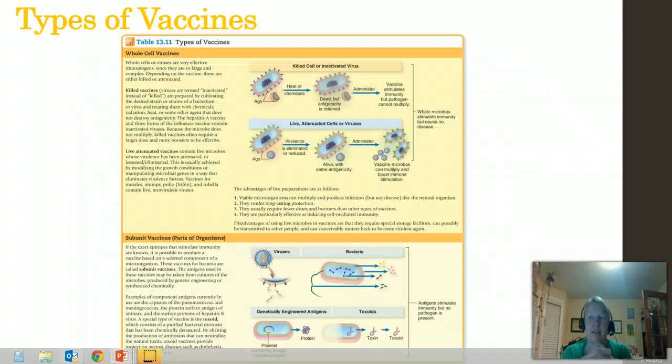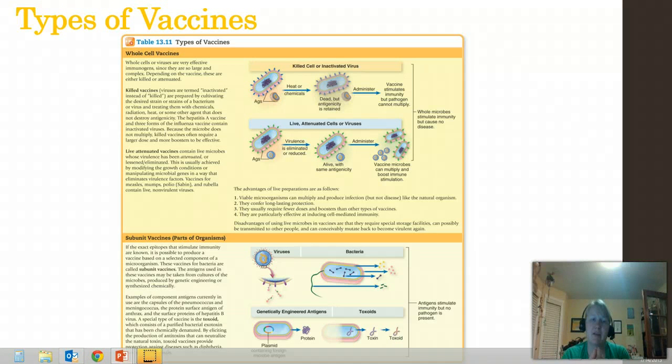So what types of vaccines do we have? We have two main groups. We have whole cell vaccines, where we deliver the entire pathogen to the body, and we have subunit vaccines. We're going to talk about each of these. The whole cell vaccines are kind of the more common vaccine, but I think that you're going to start to see a lot more subunit vaccines come on the market in the future.